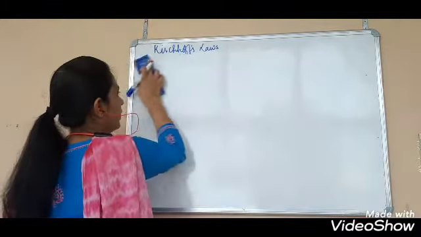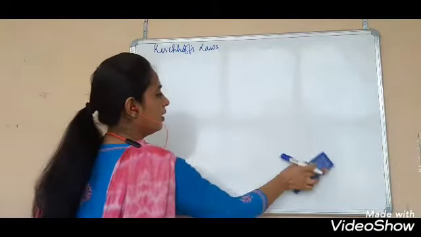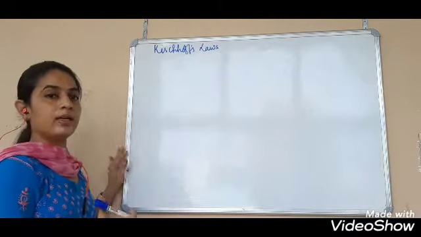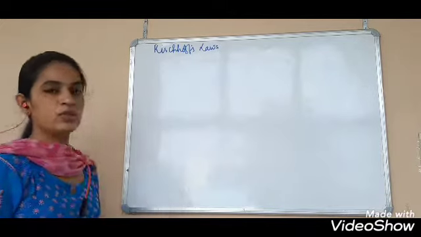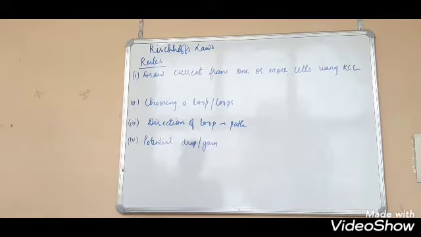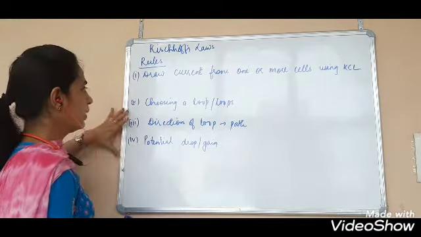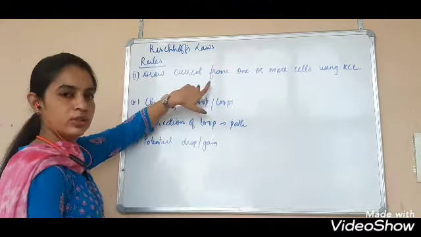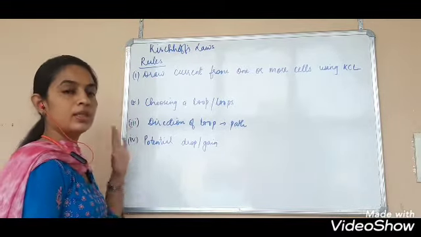Let's quickly look at the rules. I will suggest you write down these 4 rules so that you don't get confused, and remember them strongly. So please note down these rules. The rules to apply KVL are, first, there are 4 rules. The first rule is draw current from one or more cells, and using KCL distribute them in the circuit.